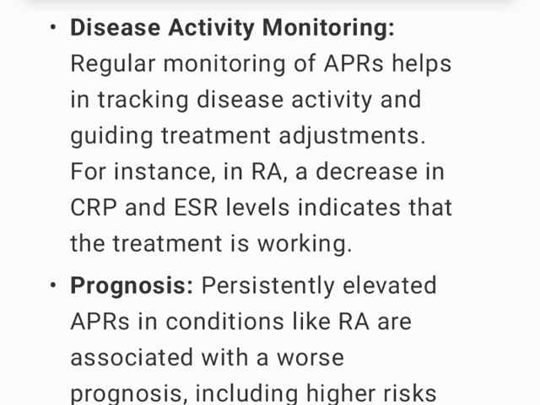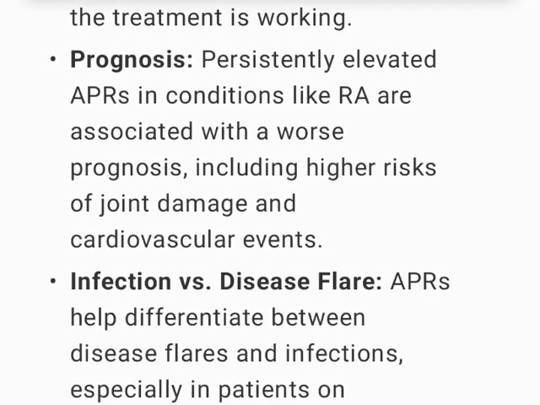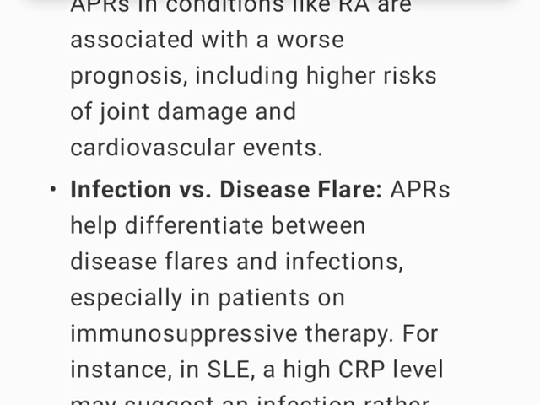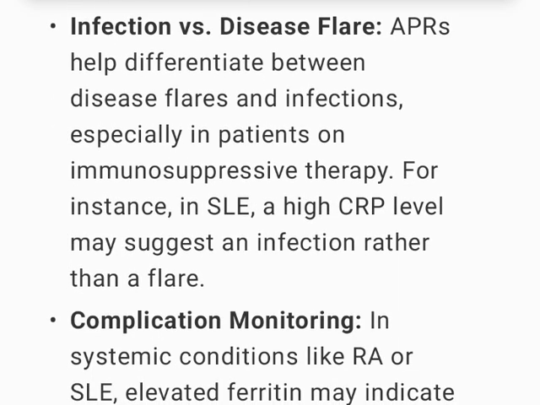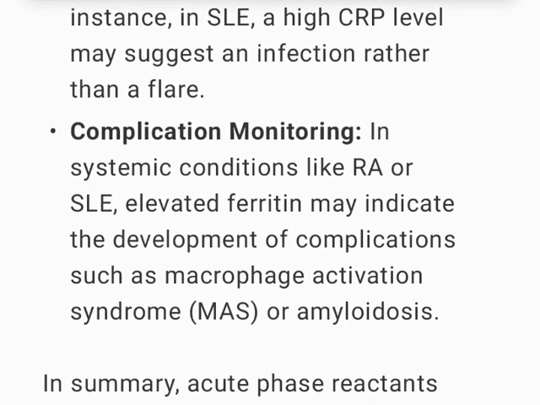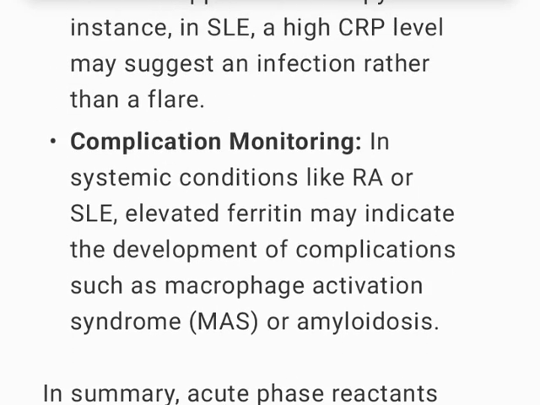Prognosis. Persistently elevated APRs in conditions like RA are associated with a worse prognosis, including higher risks of joint damage and cardiovascular events. Infection versus disease flare. APRs help differentiate between disease flares and infections, especially in patients on immunosuppressive therapy. For instance, in SLE, a high CRP level may suggest an infection rather than a flare.